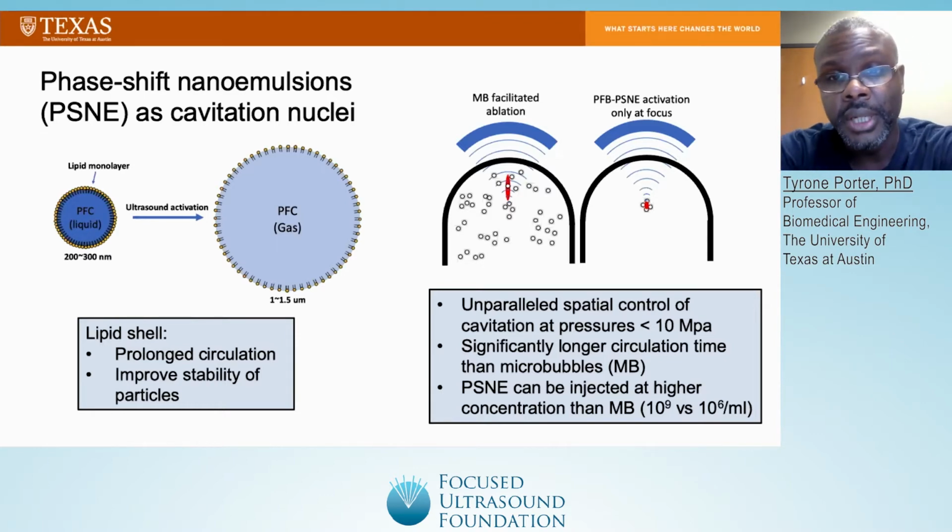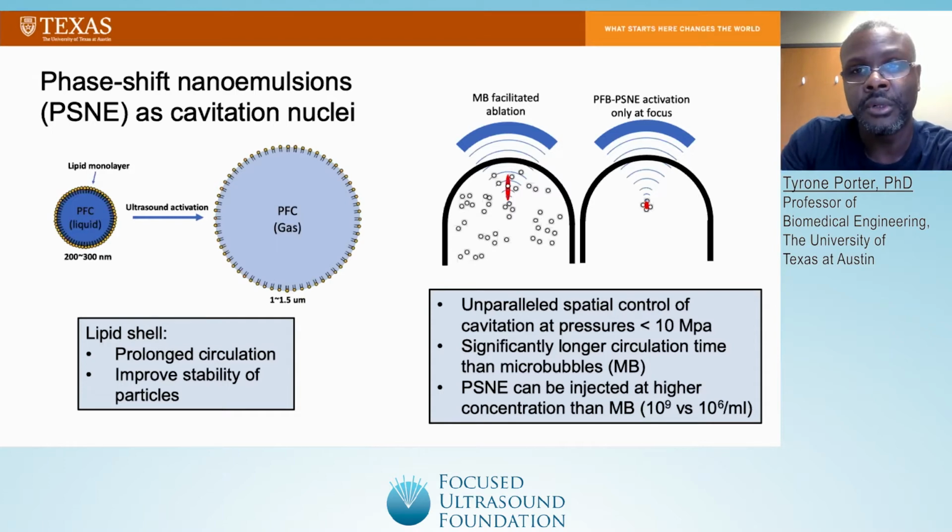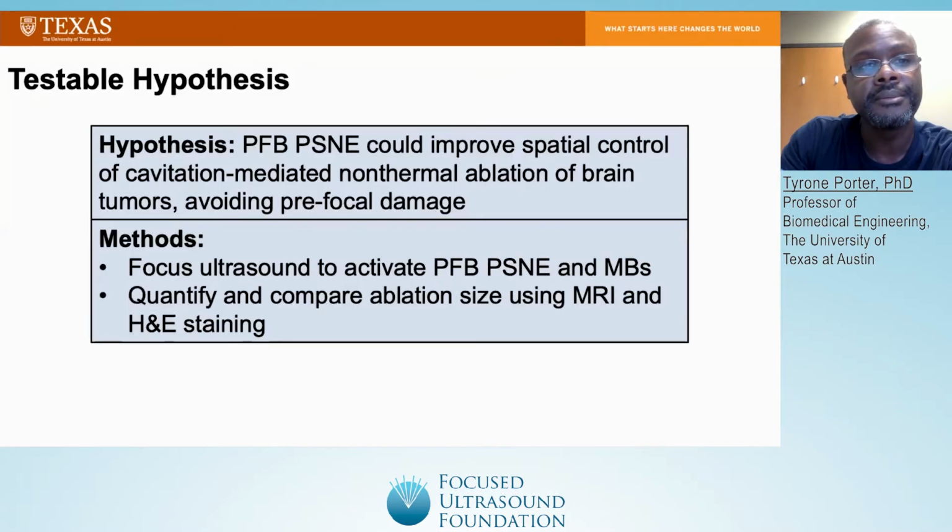These perfluorocarbon droplets also can be injected at a much higher concentration than microbubbles, so we can achieve concentrations on the order of 10 to the 9th droplets per milliliter, compared to what is typically used, 10 to the 5th, 10 to the 6th microbubbles per milliliter, for cavitation that is induced or nucleated by microbubbles.